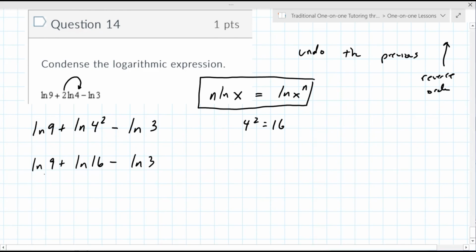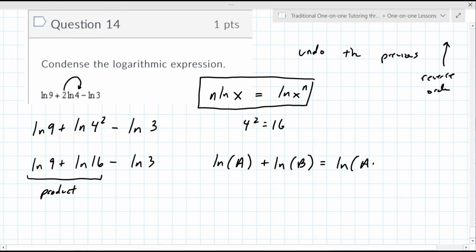Okay. And then this is where it's like, well, what do I do next? Okay. Well, there's 3 terms. And if we had more time, we would do a bunch of examples, but the sum becomes a product. Okay. And here's what I mean by that. Natural log of A plus natural log of B equals the natural log of A times B. This sum right here becomes a product right here. Okay, and so in short, it becomes natural log of 9 times 16.